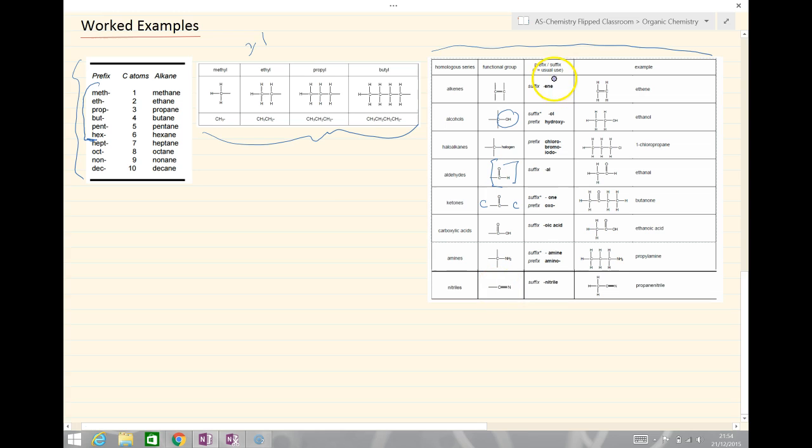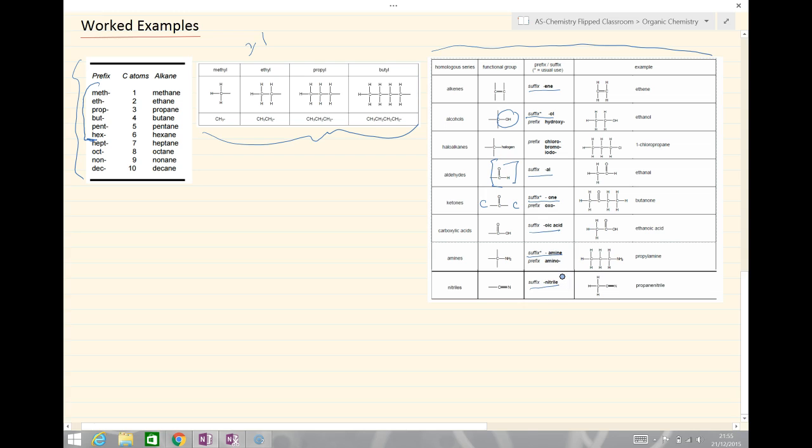For each of these cases, we have the suffix when it's the primary functional group, and that will give us the ending to the name, so the suffix being the ending. For the alkenes it's -ene, for the alcohols it's -ol, the aldehydes -al, -one, oic acid, amine, and nitrile.